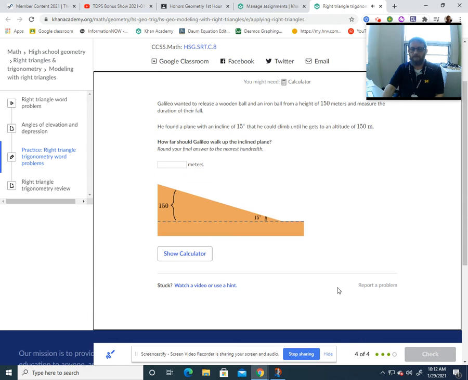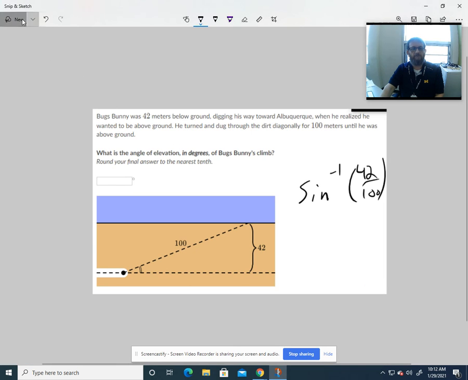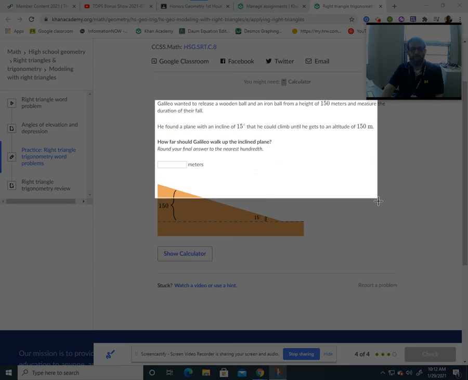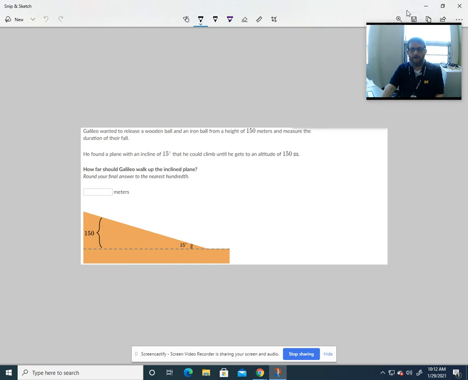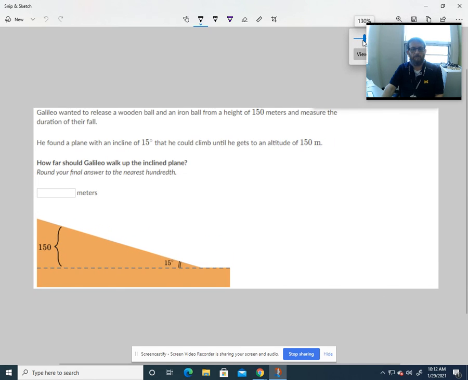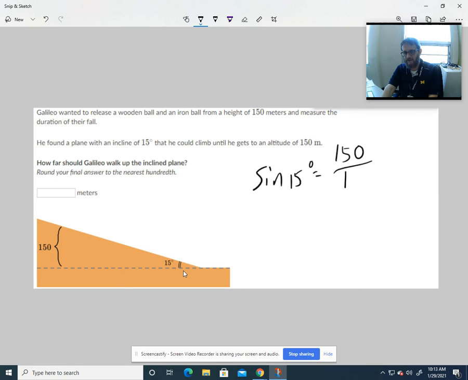All right, last one. Very similar question again, that same thing we've done with the Bugs Bunny question a couple of times. But this time I think it's wanting to know this hypotenuse. How far should Galileo walk on the inclined plane? If you read this whole thing, they're wanting to know what this length is. So, again, we're dealing with opposite and hypotenuse, so we're dealing with sine. The sine of 15 degrees equals the opposite divided by the hypotenuse.